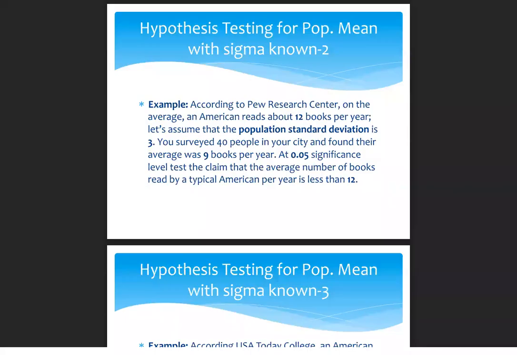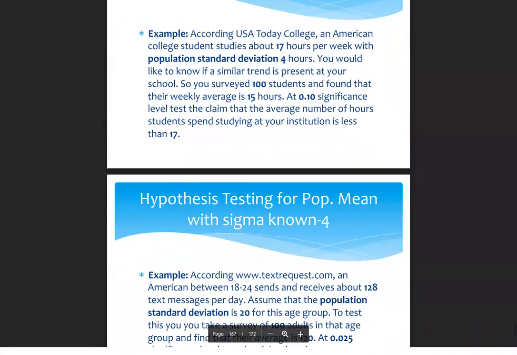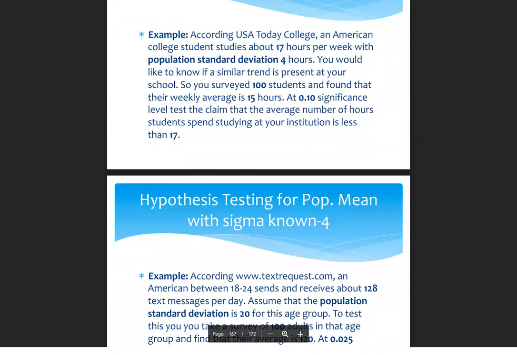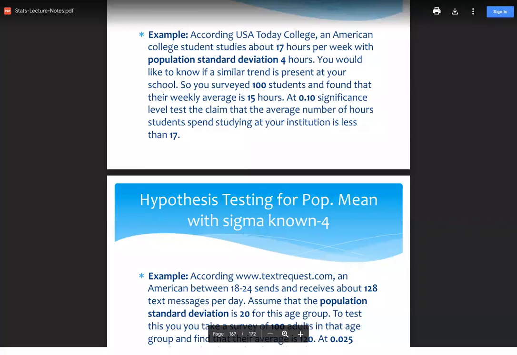Okay. Now let's go ahead and have you work on the next problem. Everybody, please spend a few minutes, work on this problem, and then I'm gonna go ahead and work it here. According to USA Today College, an American college student studies about 17 hours per week with population standard deviation 4 hours. So mu is 17, I guess, right? Mu 17 and sigma is 4.